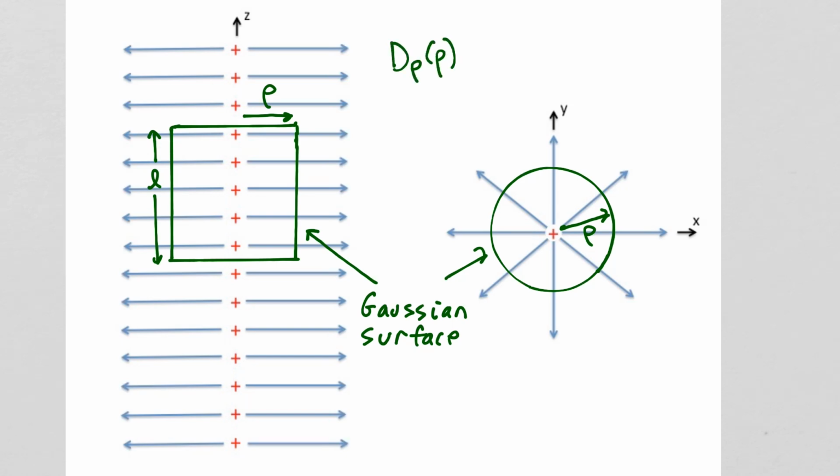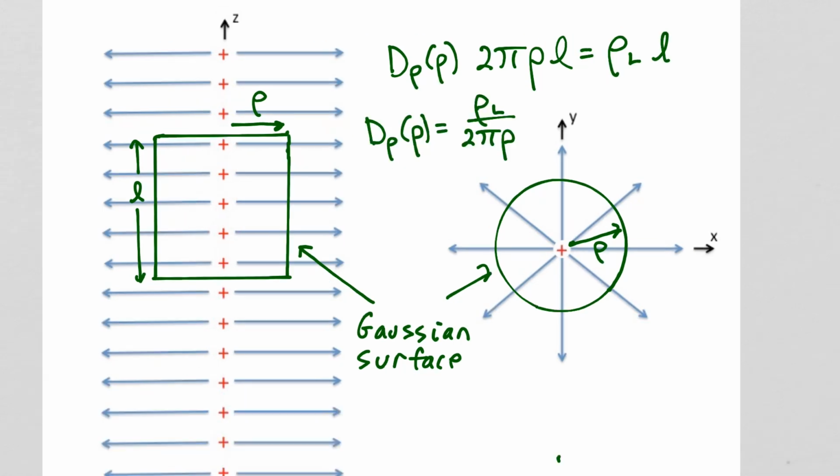The charge enclosed will be the line charge density rho sub L times L, the length of the line that's inside our Gaussian surface. Solving for our electric flux density field, we get rho sub L over 2 pi rho. So in about 10 seconds, we can get the electric flux density field.